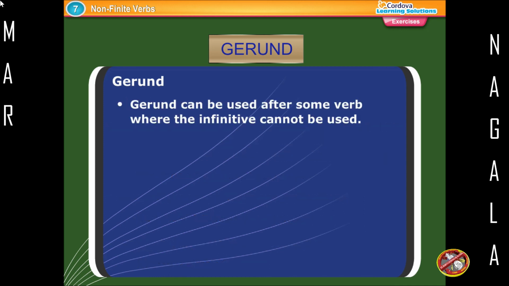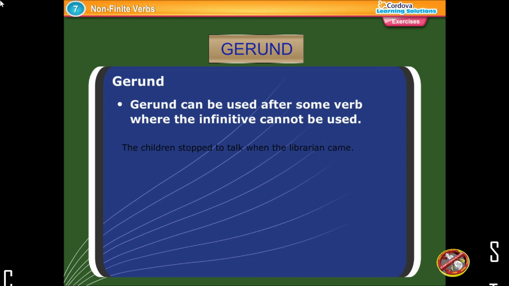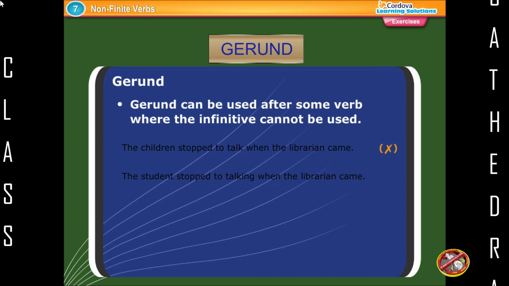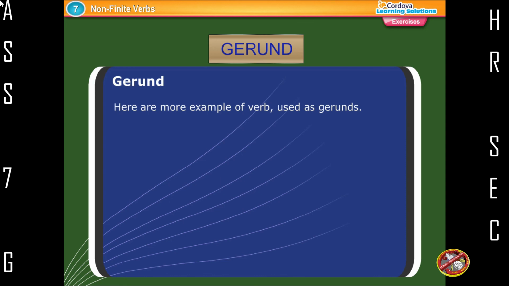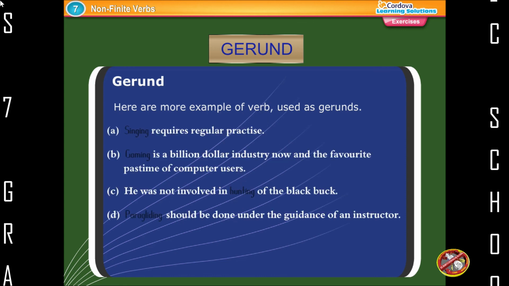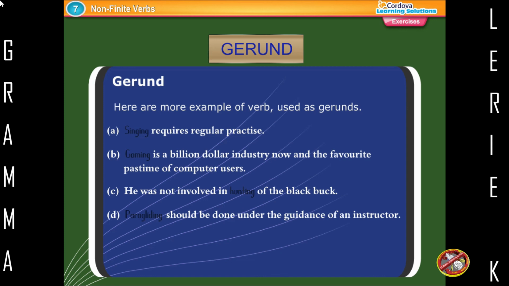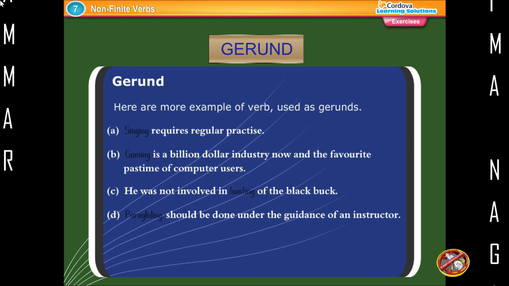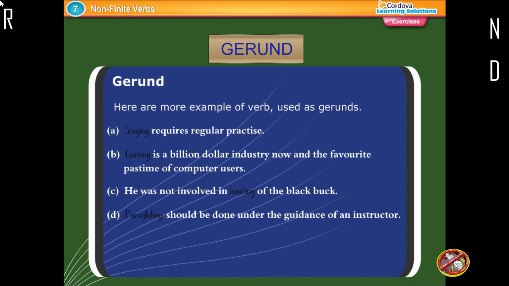Gerunds can be used after some verbs where the infinitive cannot be used. The children stopped to talk when the librarian came. The students stopped talking when the librarian came. Here are more examples of verbs used as gerunds. Singing requires regular practice. Gaming is a billion-dollar industry now and the favorite pastime of computer users. He was not involved in hunting of the blackbuck. Paragliding should be done under the guidance of an instructor.